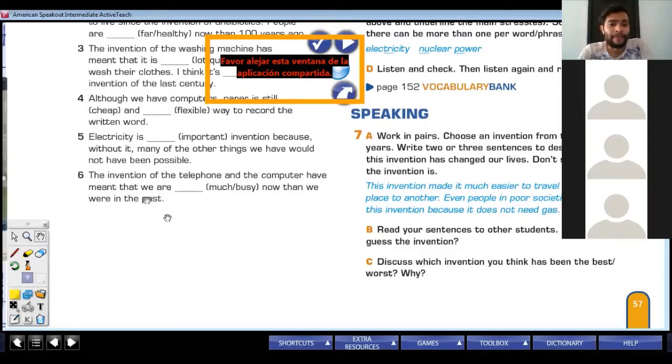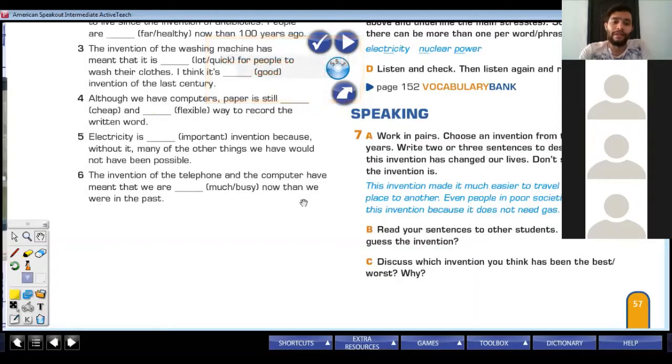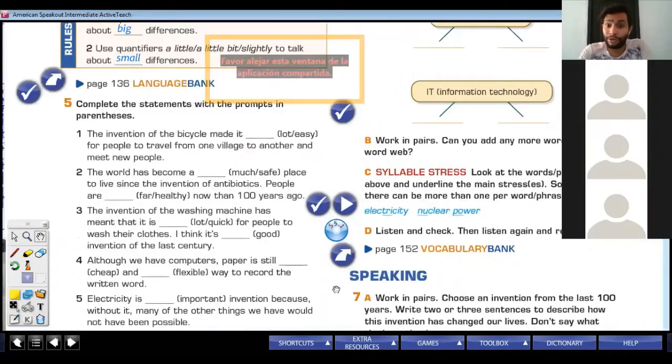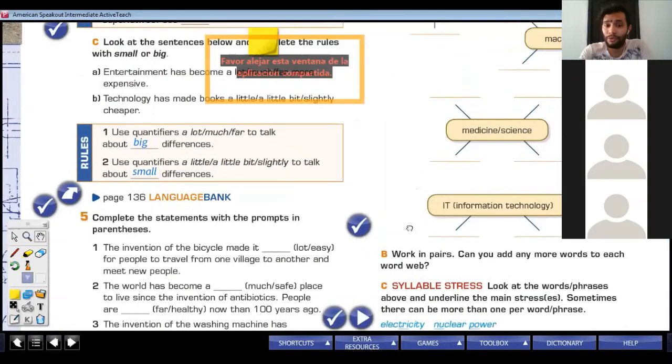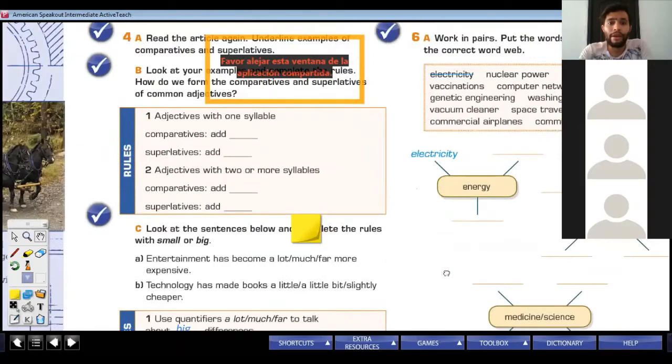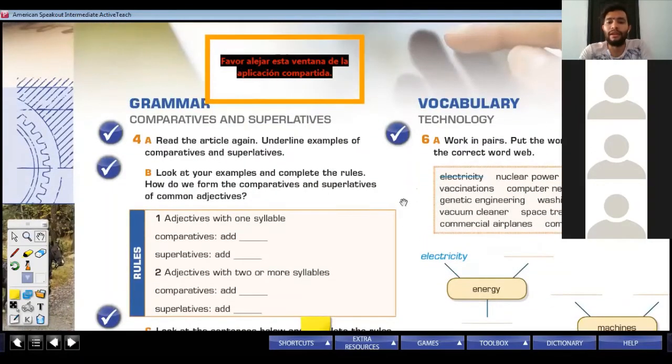Number 6, the invention of the telephone and the computer have meant that we are much busier now than we were in the past. Very good. So far you're very good at comparatives. So there's no problem, right? So far, no problem. So this is going to be more like a review rather than learning something new. However, I hope you learned something new from today's topic.